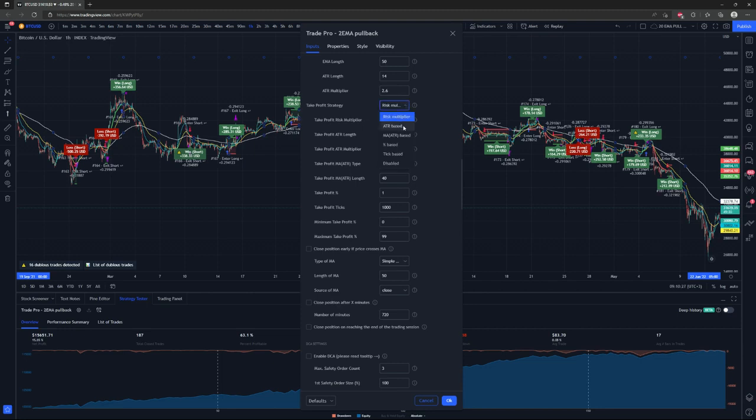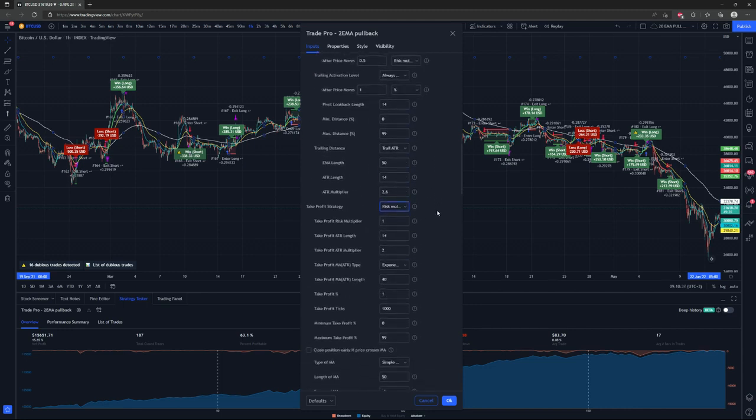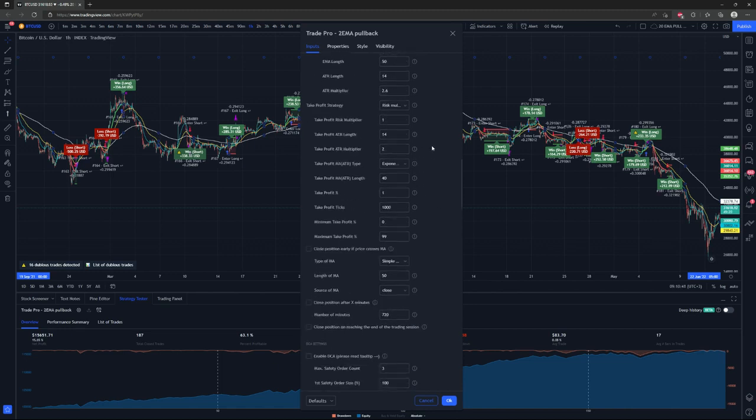But you can also choose an ATR based take profit, moving average of the ATR based, percent based, tick based, or disabled. But if you do disable it, you're going to want to have some sort of trailing stop loss enabled so that it can take profit at that trailing stop loss eventually.